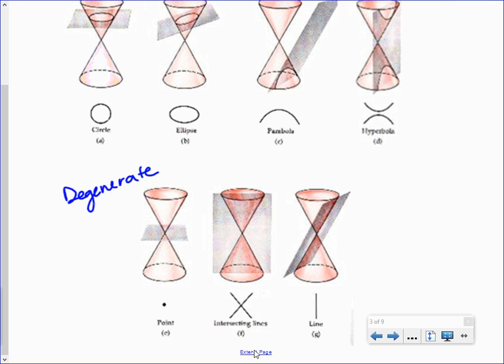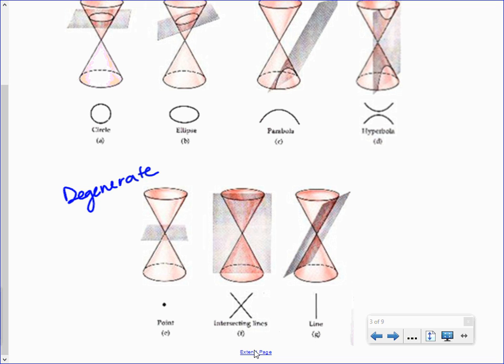If you cut it perpendicular to the base through the vertex, you're going to get intersecting lines. And then if you cut it parallel to the lateral sides through the base, you're just going to get a single line. On that lateral side, there'd be infinitely many points that are tangent to that plane, and they would all lie on a line. So those are what we refer to as degenerates. Not really shapes at all.